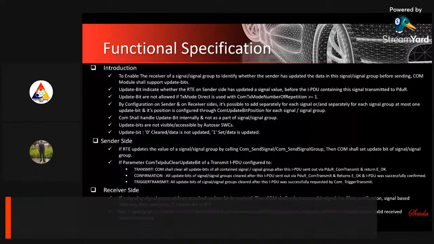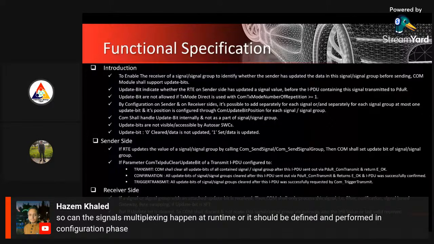Finally, a question from Hazem. It's not going to be like this. This is multiplexing on the signal level. It's very hard. I didn't see this until now, but we can do this on the level of the I-PDU itself by using the I-PDU multiplexer module. And this is actually used after the PDU Router, and it's routed into the COM through the PDU Router again.